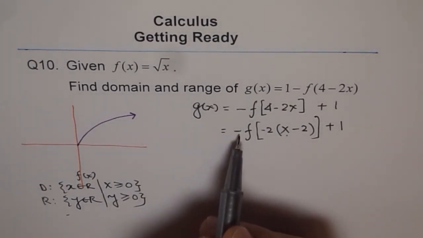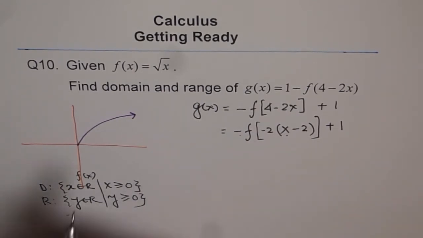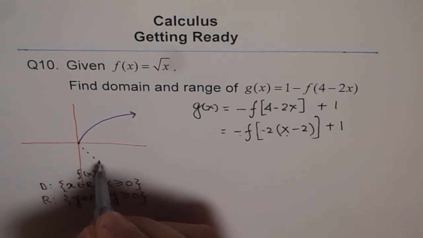So minus means reflection on. This minus is vertical. Both these terms are vertical. So the reflection here will give you a reflection like this, right?